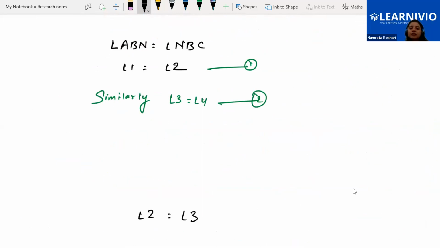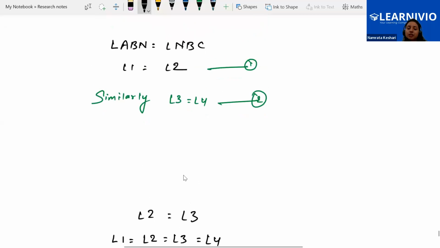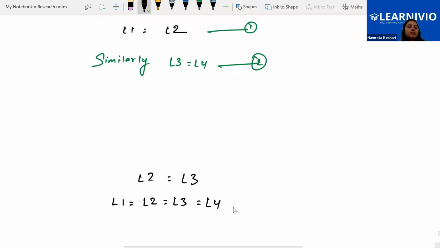From equation 1 and equation 2, we will be able to say that angle 1, angle 2, angle 3, angle 4 are all equal to each other, because we will be able to prove that 2 is equal to 3. That means 1 is equal to 2, 2 is equal to 3, and 3 is equal to 4. So all are equal to each other. Yes or no? Yes, ma'am. So far, is it clear?